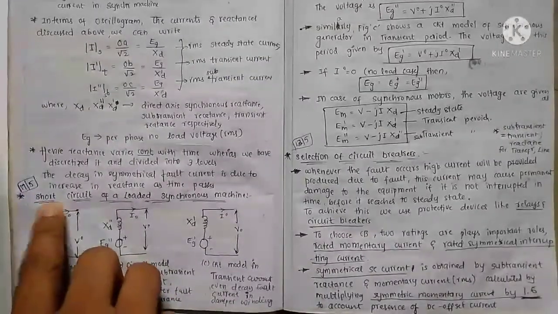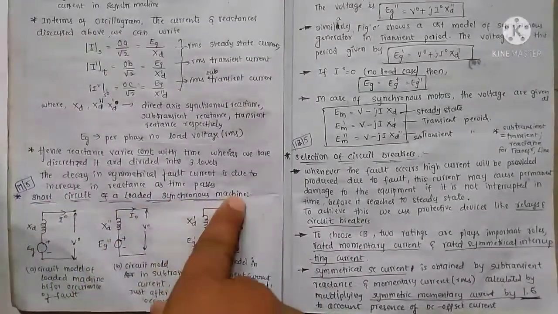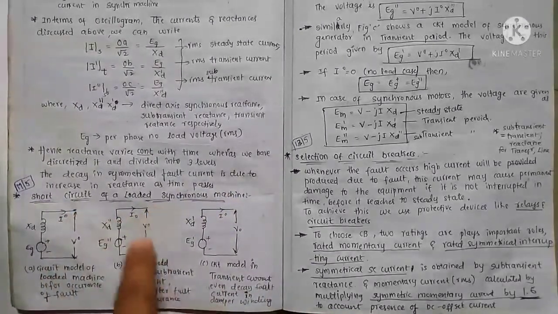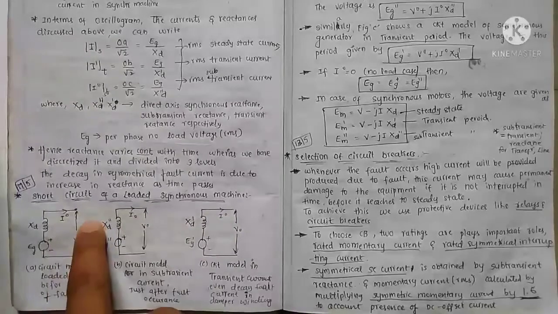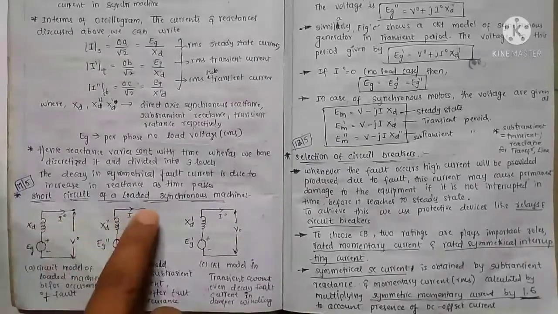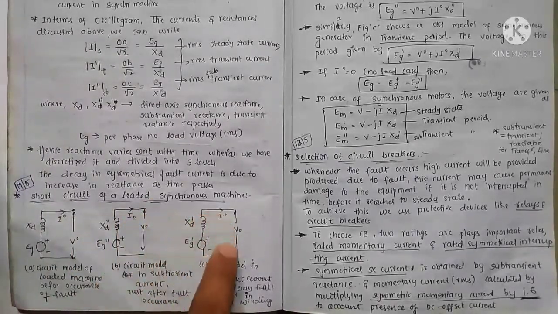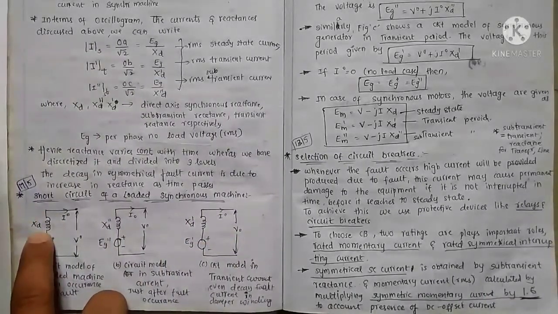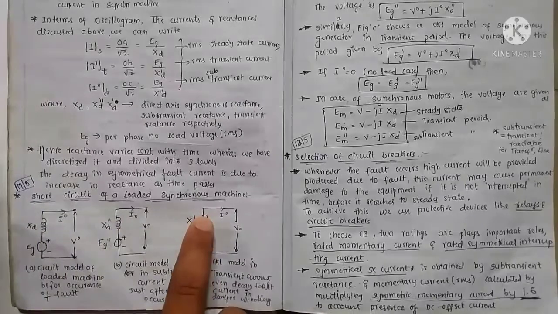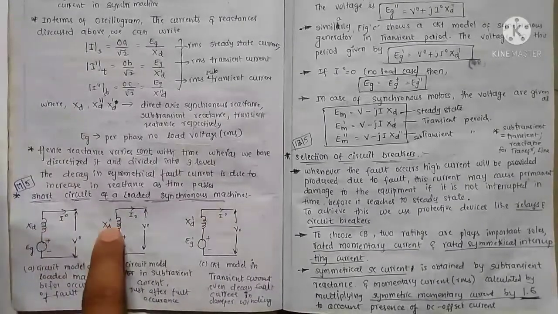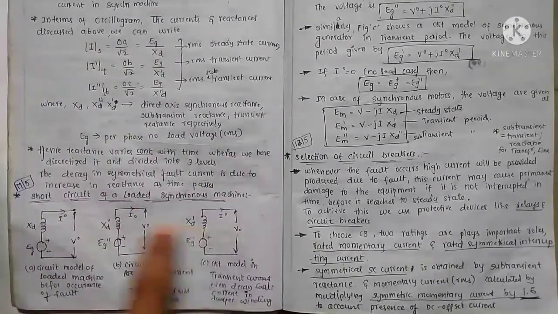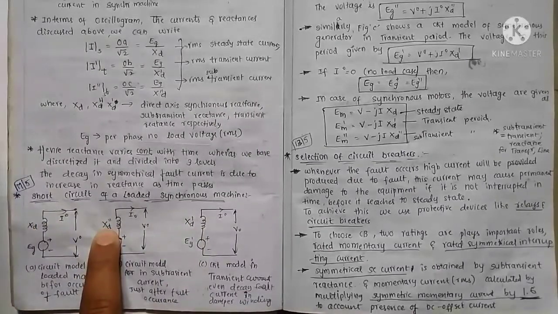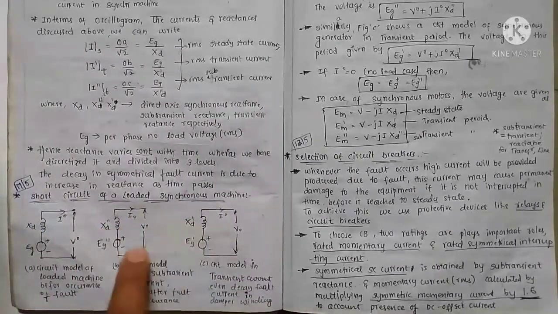And the next concept is short circuit of a loaded synchronous machine. In a loaded synchronous machine we find different voltages and impedances after we get a fault. There will be three types of reactances, that is xd, xd double dash, xd dash. As I said, xd is steady state, remember, xd double dash is subtransient, xd dash is transient.